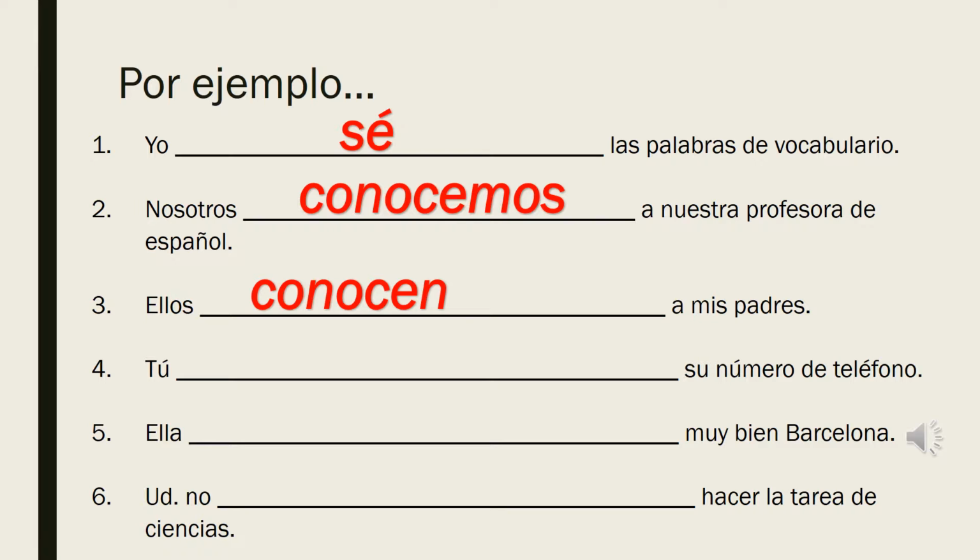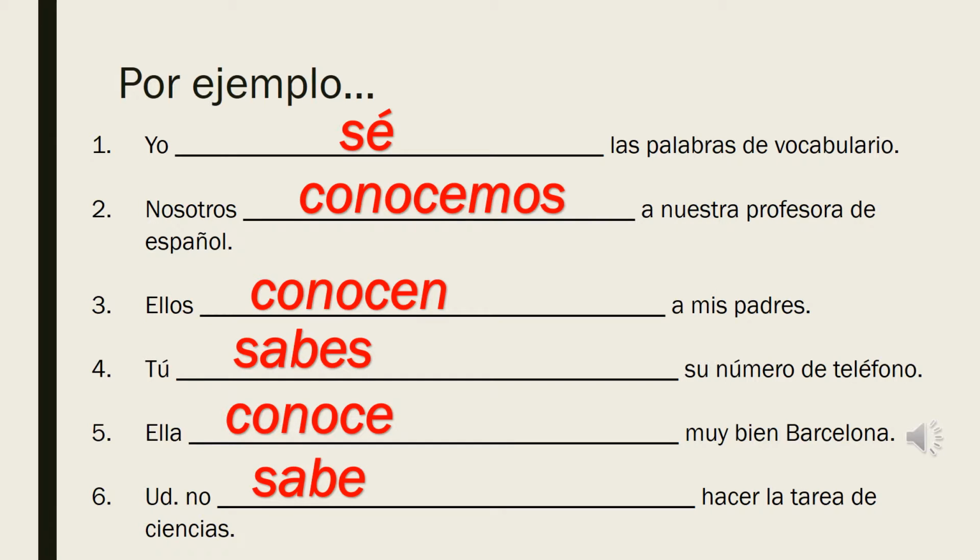Number 4, tú sabes su número de teléfono. I'm using saber because I'm talking about a fact or information. Number 5, ella conoce muy bien Barcelona. I use conocer here because I'm talking about being familiar with or knowing a place. And number 6, usted no sabe hacer la tarea de ciencias. In this case, I'm using saber because I'm talking about knowing how to do something.